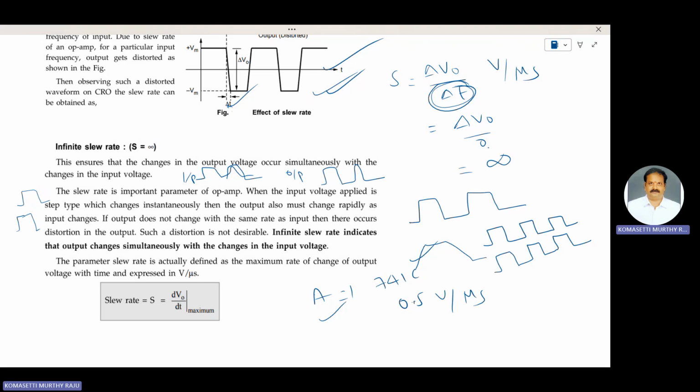Generally, the slew rate should be a very high value. When delta T is low, the slew rate is very high. In the ideal case, delta T is equal to 0 and the slew rate is infinity. Delta T equal to 0 means the changes in the output voltage occur simultaneously with the changes in the input voltage. Output voltage changes follow the input voltage changes. If they do not follow, some distortion takes place.